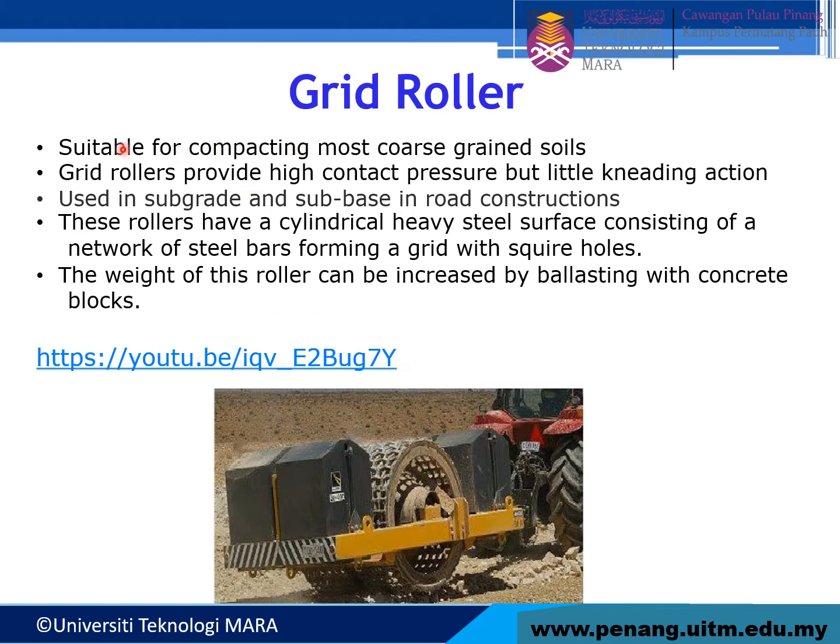Right, grid roller. This one is suitable for compacting most coarse grain soil. It provides high contact pressure with little kneading action. Used in subgrade and subbase in road construction. This roller has a cylindrical heavy steel surface consisting of a network of steel bars forming a grid with square holes. The weight of this roller can be increased by ballasting with concrete blocks. This is the link that you may refer to. This is the grid roller. You can see here we have a grid.